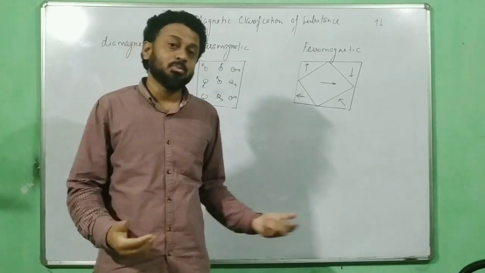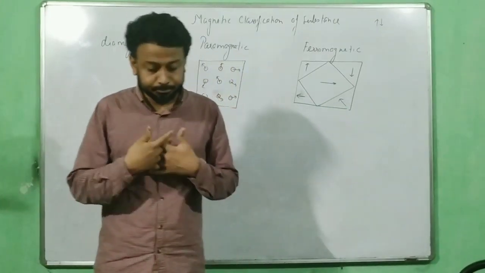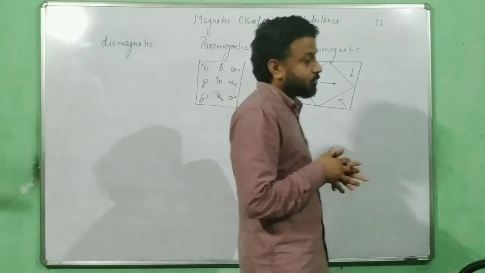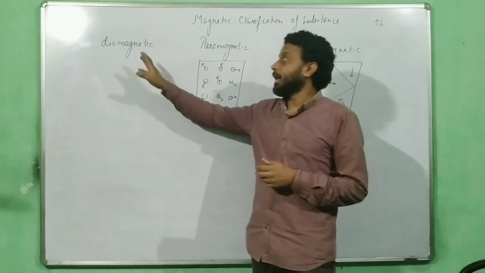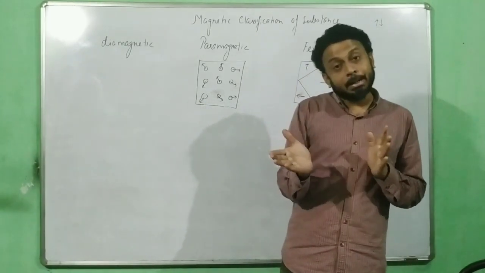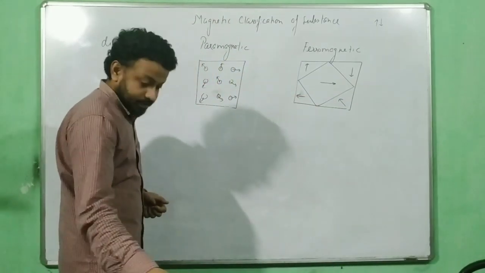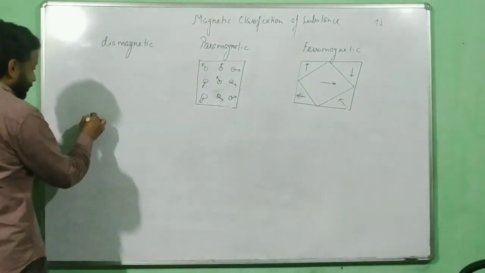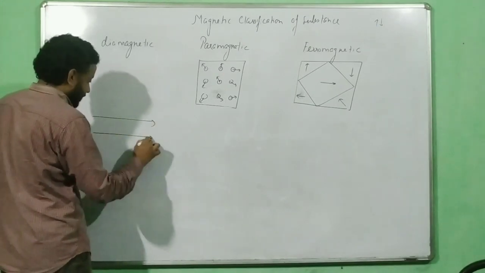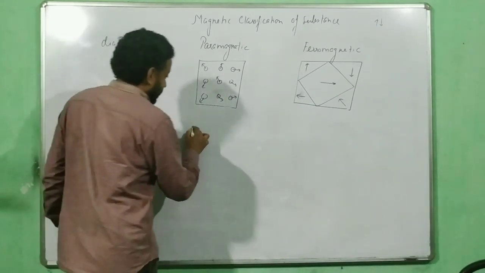Now what happens when you put them in a magnetic field? When you place them in a magnetic field, a diamagnetic substance gets repelled. They don't try to align. For example, just imagine I have a magnetic field over here. This is my magnetic field.